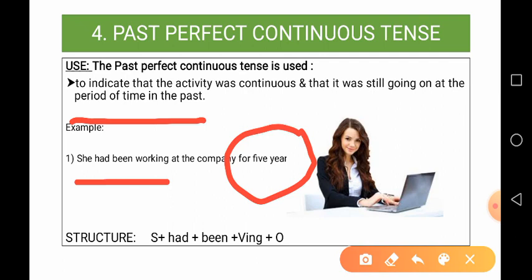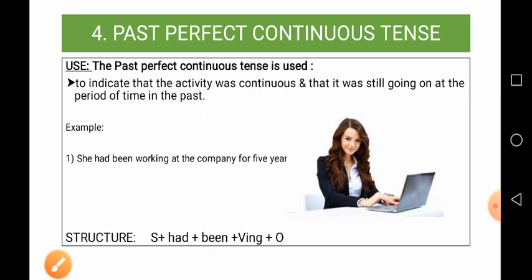So, her work was continuous for longer time, therefore, we have used past perfect continuous tense, and the structure of past perfect continuous tense is subject plus had plus been plus verb ing. So, suppose some action was continuous at the period of time in the past, we use past perfect continuous tense. These all are past tense.